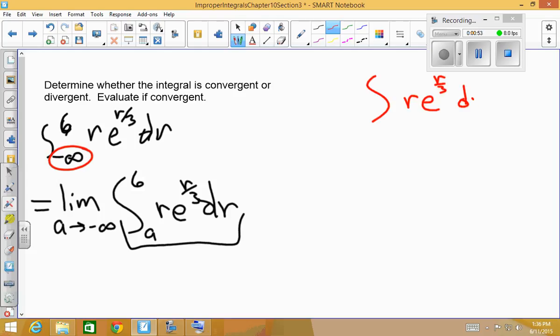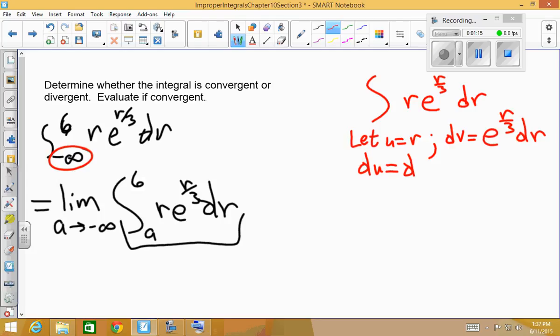I bet we can. We could do an integration by parts. So let u be r, dv be e to the r over 3 dr. du, of course if u is r, du is just dr. dv is e to the r over 3 dr, so v is equal to an antiderivative, or you could think of it as the indefinite integral there. And when you integrate that, you're going to end up with 3e to the r over 3.